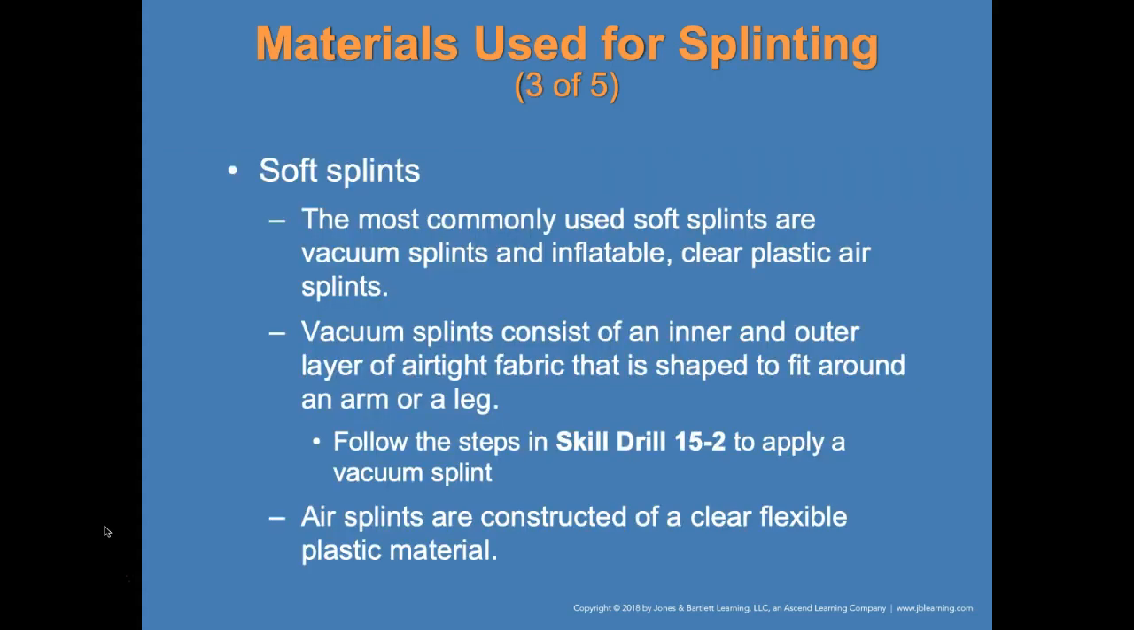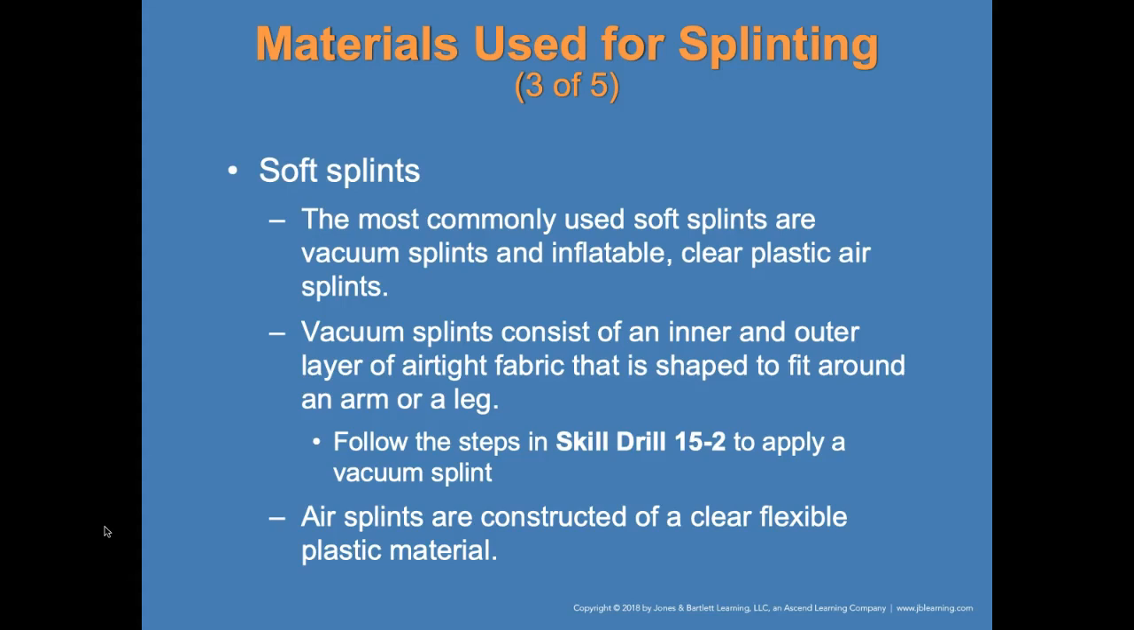Soft splints, these are commonly used. The most commonly used are the vacuum splint and inflatable clear plastic air splints. The vacuum splint is going to consist of an inner and outer layer of airtight fabric that is shaped to fit around the arm or leg. There's going to be a skill drill in your book about it.